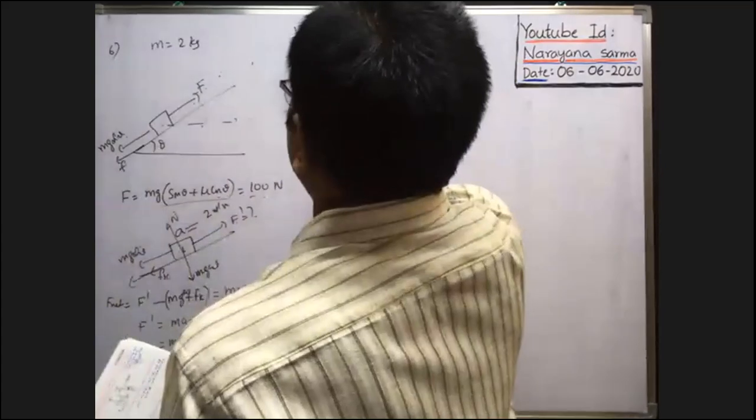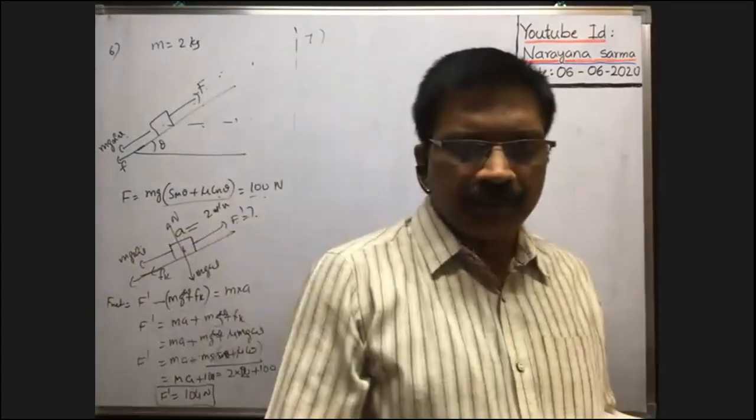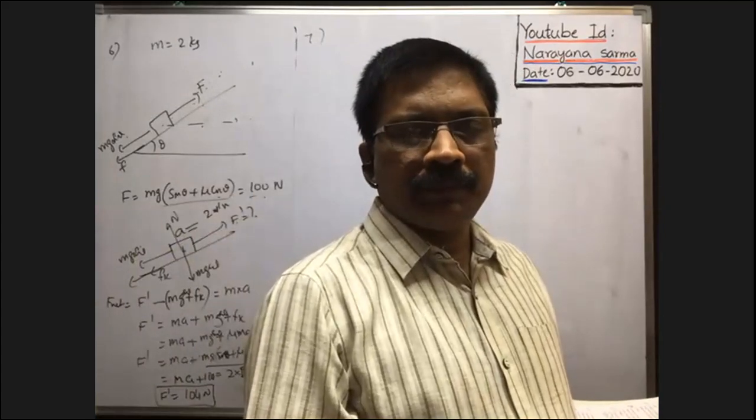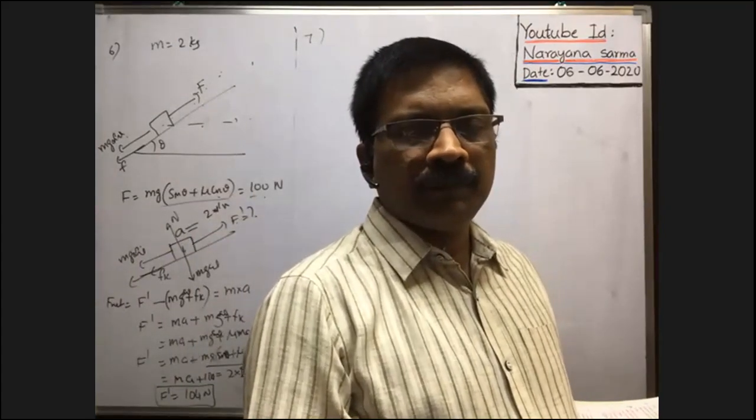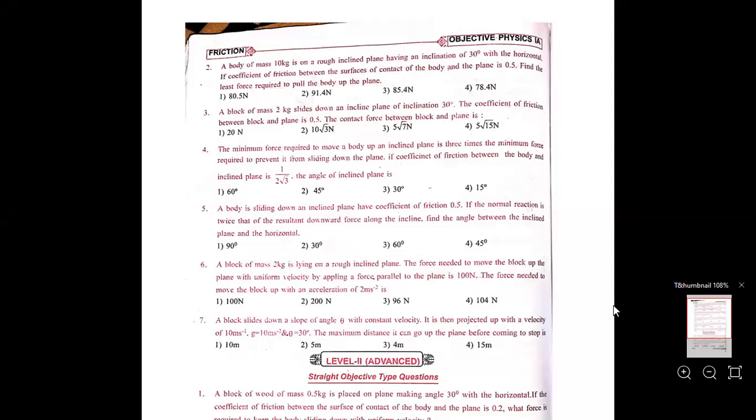Next, seventh sum. You see the seventh sum. Seventh problem. A block slides down a slope of angle theta with constant velocity. It is then projected up with a velocity. Okay, very, very important problem.